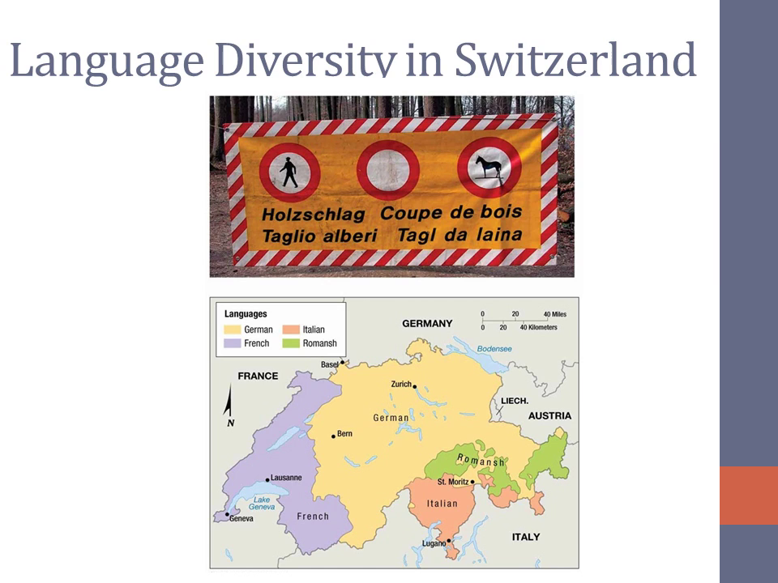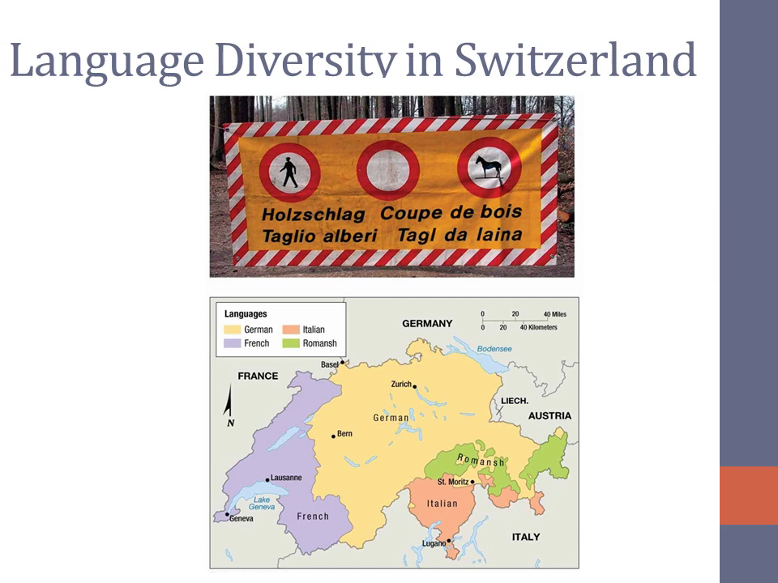And this photo is a sign that prevents hikers, vehicles, and horses from entering the forest because of timber cutting. German is on the top left, French is on the top right, Italian lower left, and Romansh, which is the lower right. And the placement of these languages is similar to the geographic distribution of the languages in the country of Switzerland. And so what we see here on the map are the languages of Switzerland.